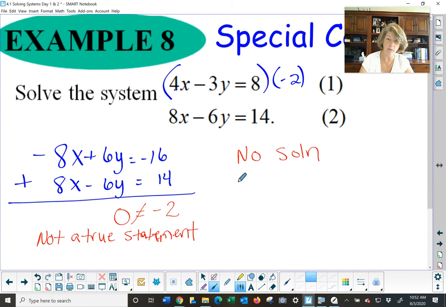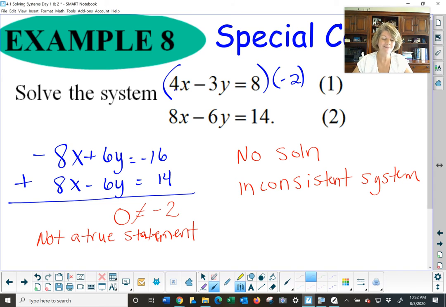And that happens when we have an inconsistent system of equations. Yeah, they almost were the same until they weren't, and therefore no solutions.